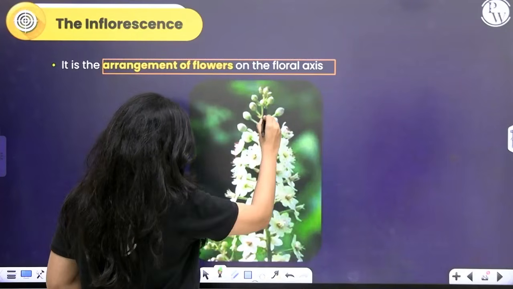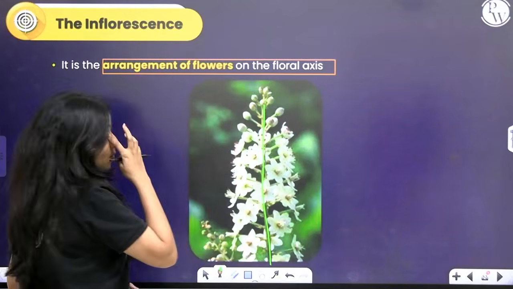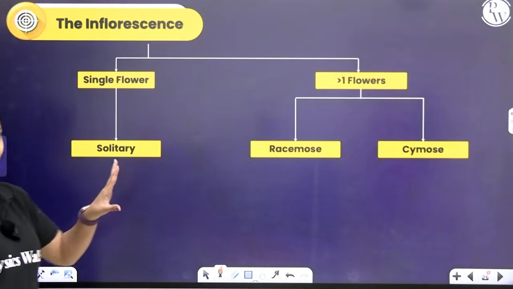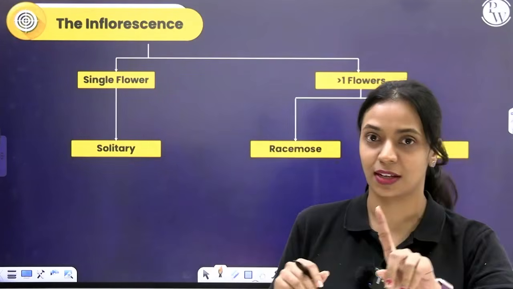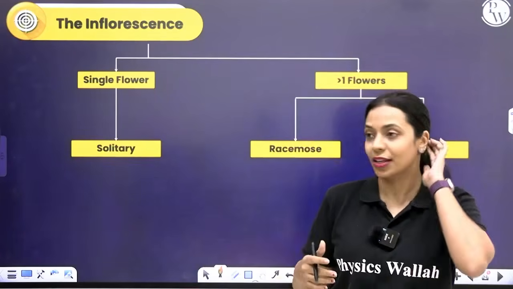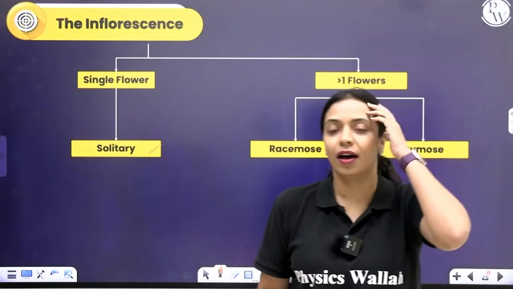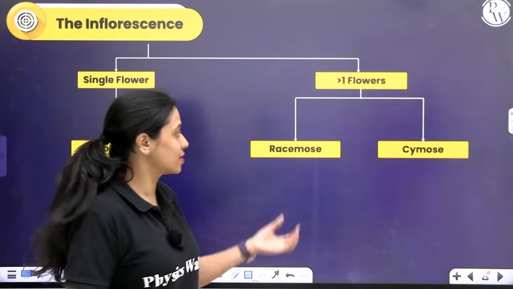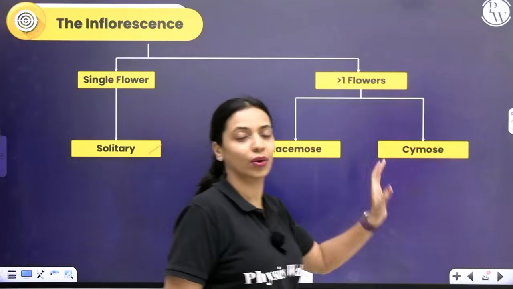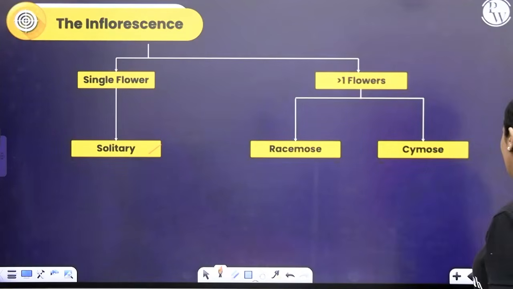So this is called the floral axis. On this axis, flowers will be arranged. Okay. Now this inflorescence, if the flower is just a single flower and not a bunch of flowers, then you call it solitary. Okay, solitary means single, you know that, right? And then when it is like more than one flowers, it can either exist in the form of a racemose inflorescence or a cymose inflorescence. We'll learn about all of these one by one, starting with solitary flower.